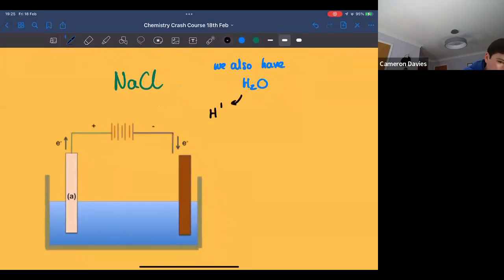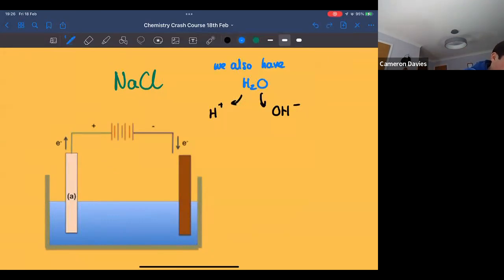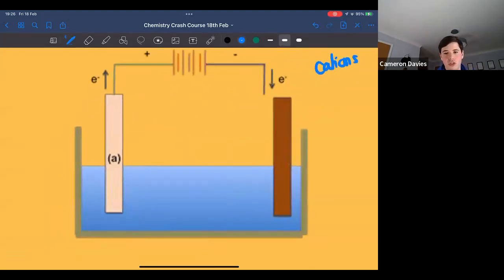So H2O is split up into H plus ions, the positive hydrogen ions, and hydroxide ions as well. So they're the negatively charged ions. So we've got our cations and our anions. In addition to the NaCl, we've now got H2O to deal with. That makes everything a little bit more complicated, but it's not anything too bad. So just stay with me and hopefully it'll be fine.